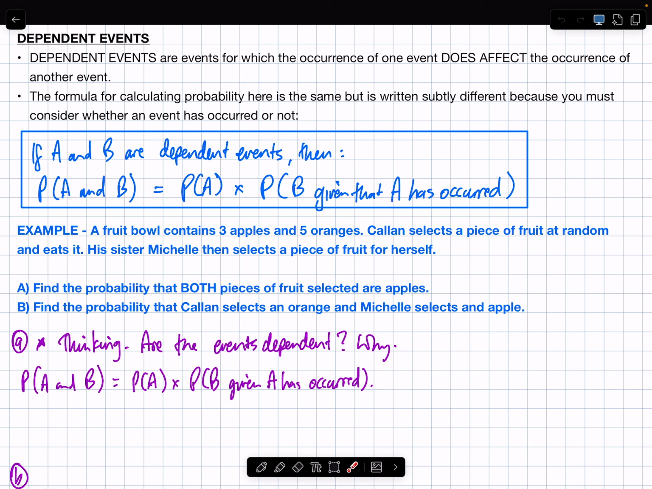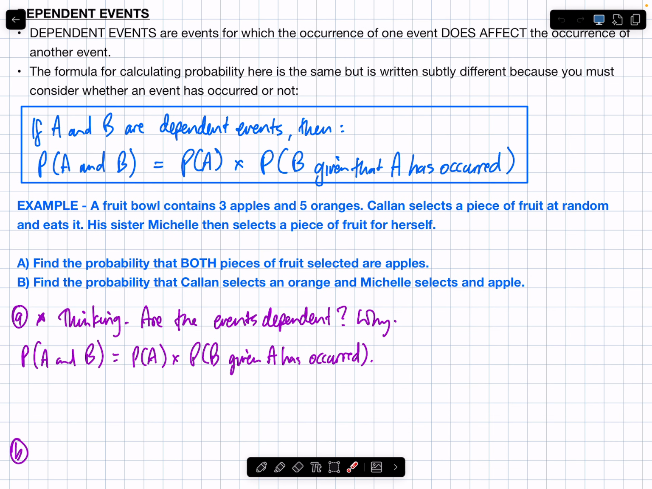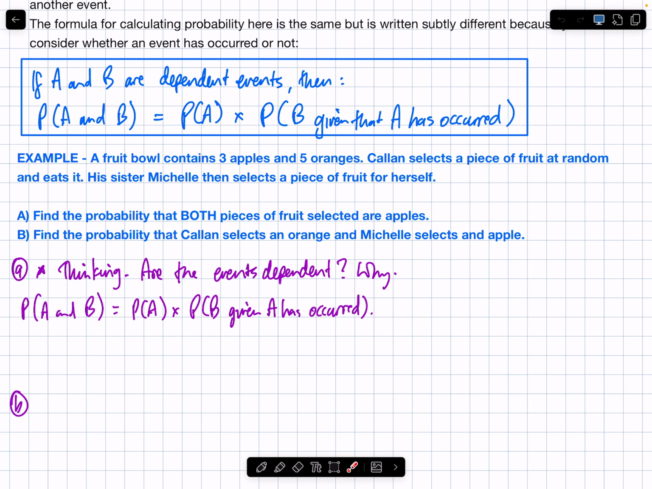So in that rectangle, formula for your cheat sheet, once again, one-sided A4 handwritten. A fruit bowl contains 3 apples and 5 oranges. Cullen selects a piece of fruit at random and eats it. His sister Michelle then selects a piece of fruit for herself. Find the probability that both pieces of fruit are apples.